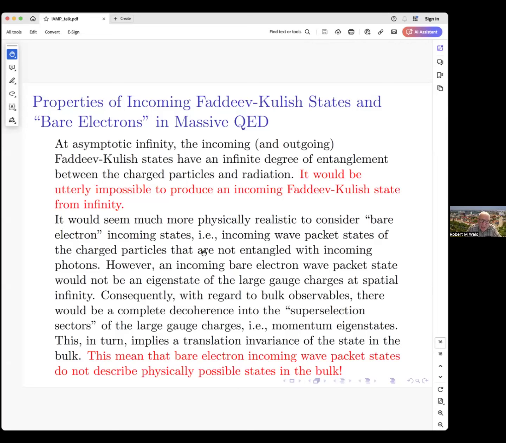So what I'm saying here is that if you can mathematically consider a bare electron incoming wave packet state from null infinity, there is no physical state in the bulk that describes it. You kind of have to use Faddeev-Kulish states for that reason. These are the ones that are so entangled in the asymptotic past that when they get to the bulk, they become physically reasonable states.